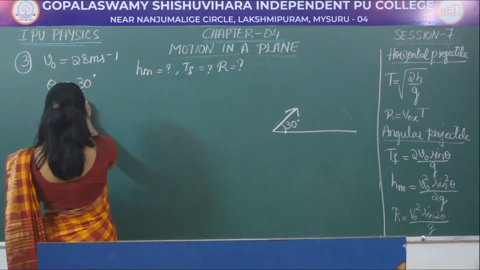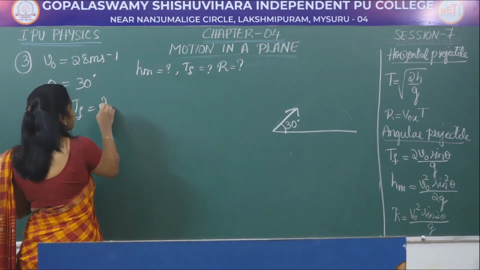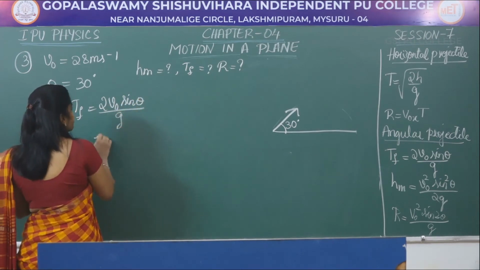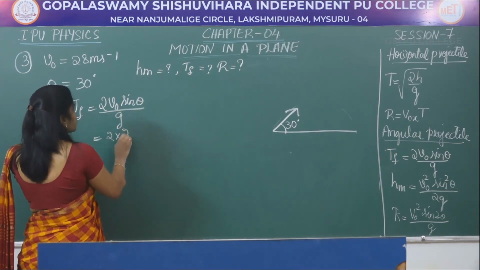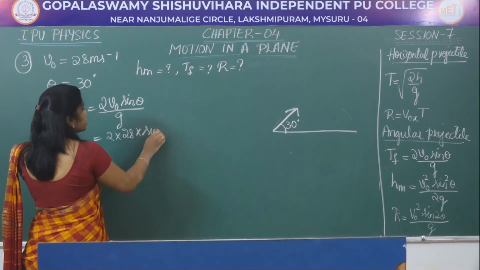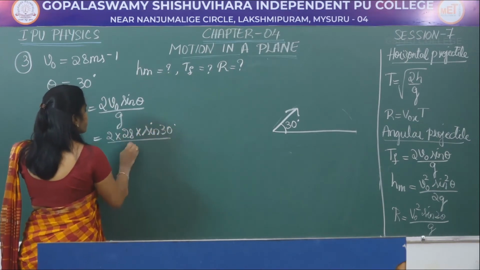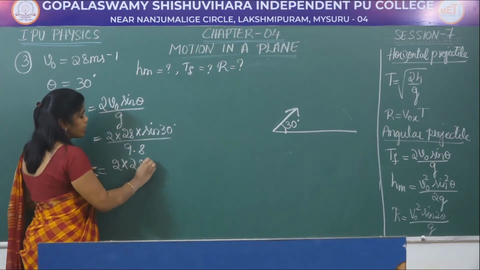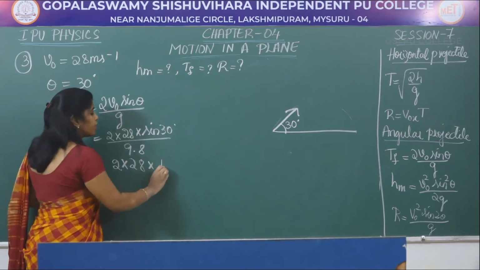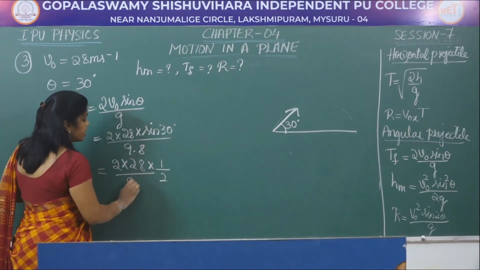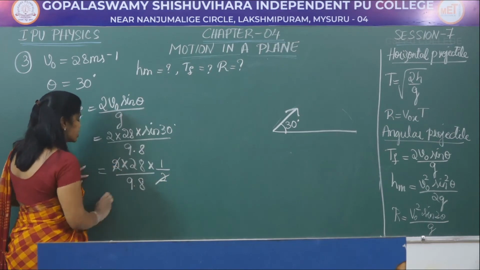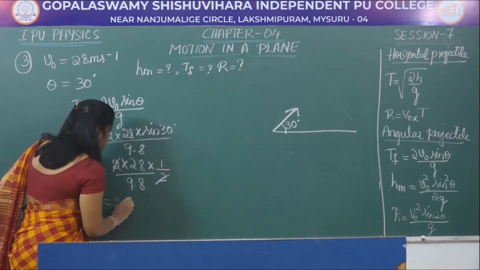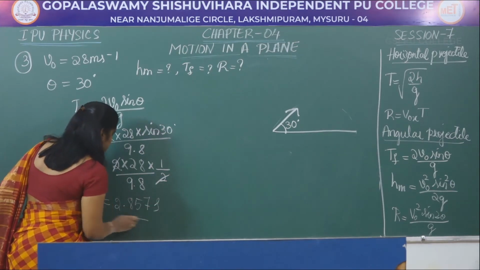Let us first find out the time of flight. Time of flight is given by the formula 2 V naught sin θ by g. Substitute 2 into V naught is 28 into sin 30 degree divided by g is 9.8. This is 2 into 28 into sin 30 is 1 by 2 divided by 9.8. This 2 and this 2 get cancelled. We have 28 by 9.8, which is equal to 2.857 second.